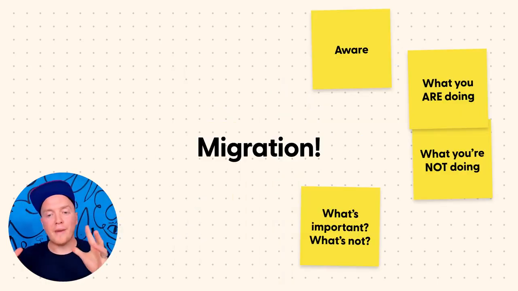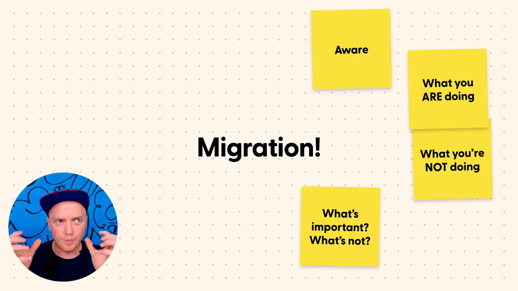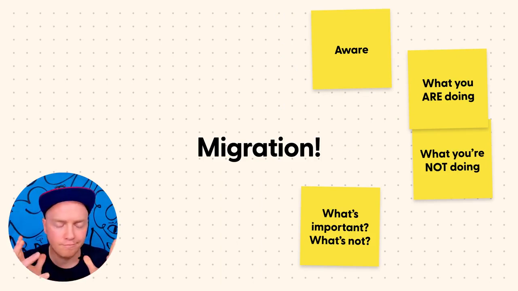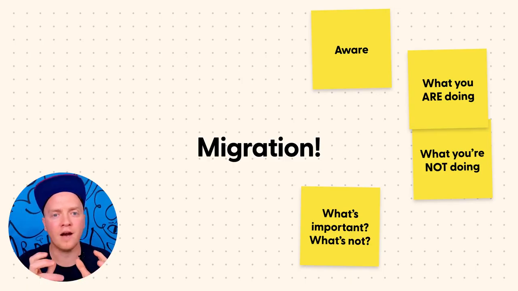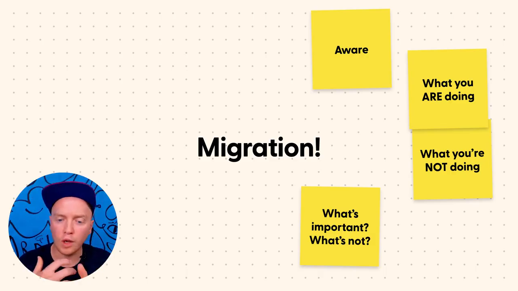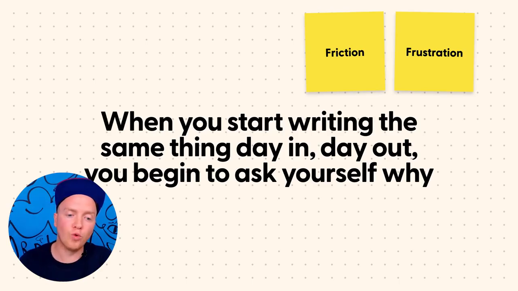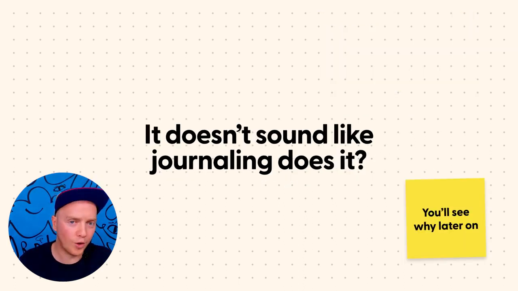This process is called migration. It is the biggest part of bullet journaling. I think it's the fundamental part of it. It's why I find that it works. You become aware of what you're doing and what you're not doing. You start asking what's important and what's not. There's this friction about it. You have to rewrite stuff that you don't do. You have to deal with the stuff that you don't finish, which I find is just amazing. So when you start writing the same thing day in and day out, you begin to ask yourself why. There's friction, there's frustration. It doesn't sound like journaling though, does it, but you'll see why it's journaling later on.